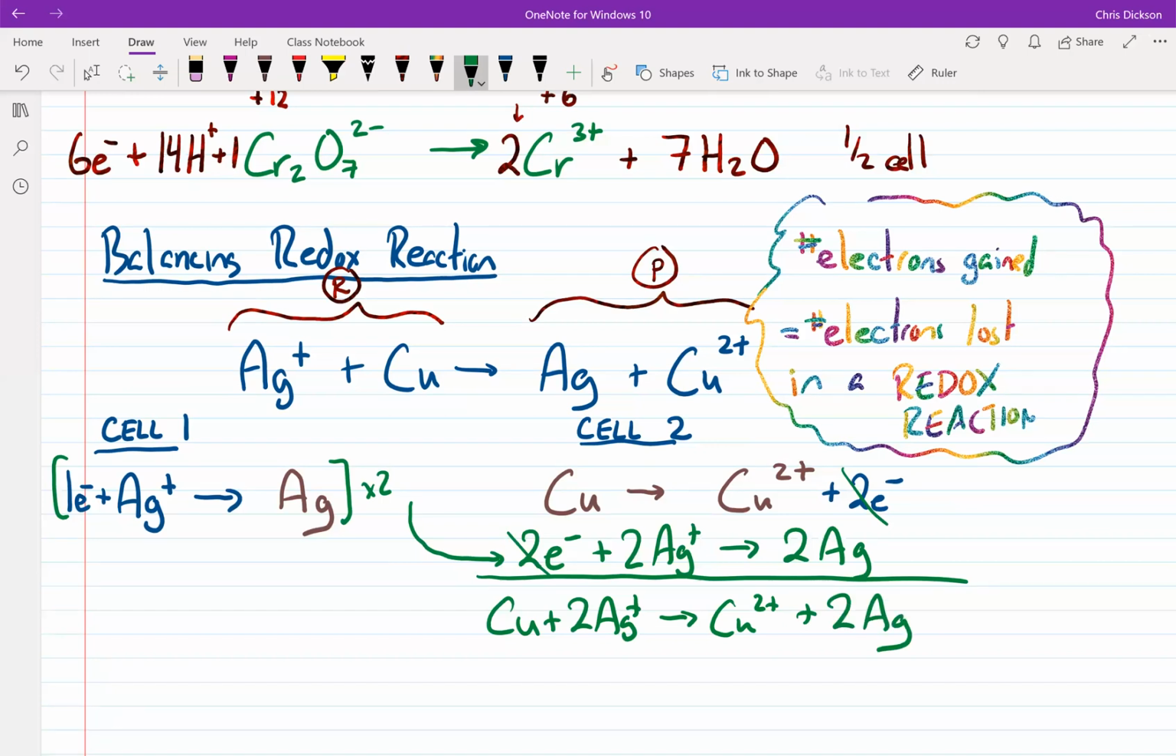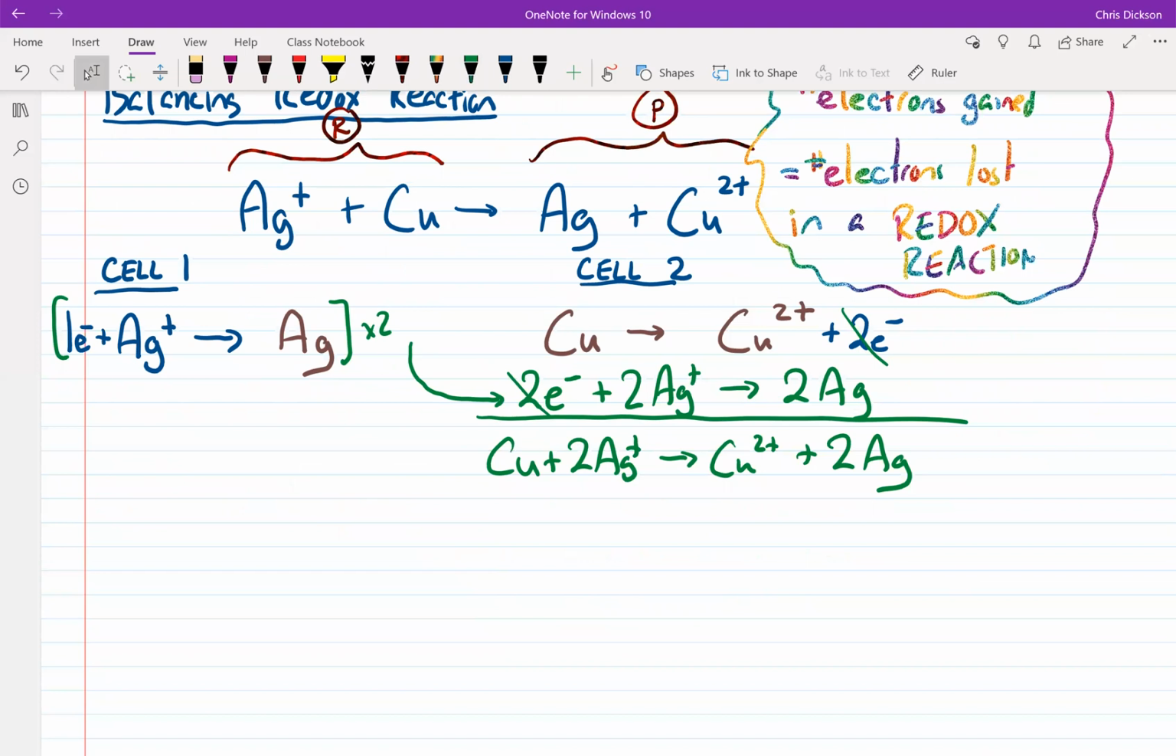Now, admittedly, that is overkill for that reaction because you could easily just sort of see the ratio here. But let's give you a question where that would not be maybe as easy as this particular one. So here we go.